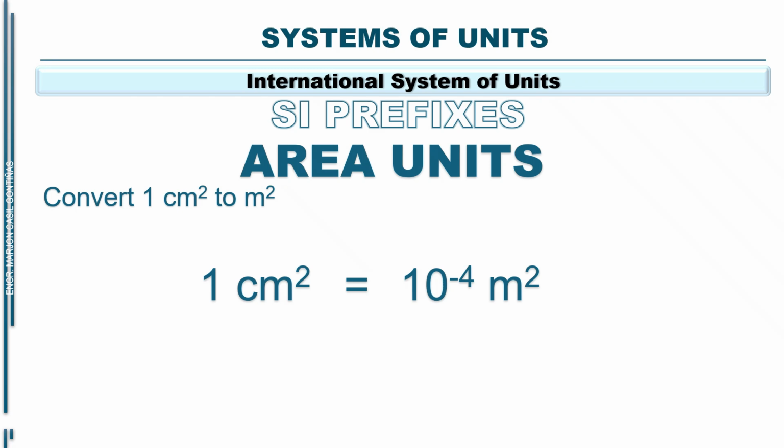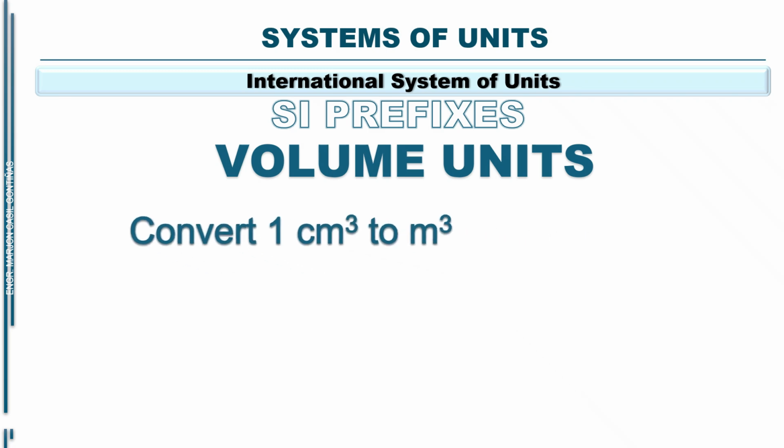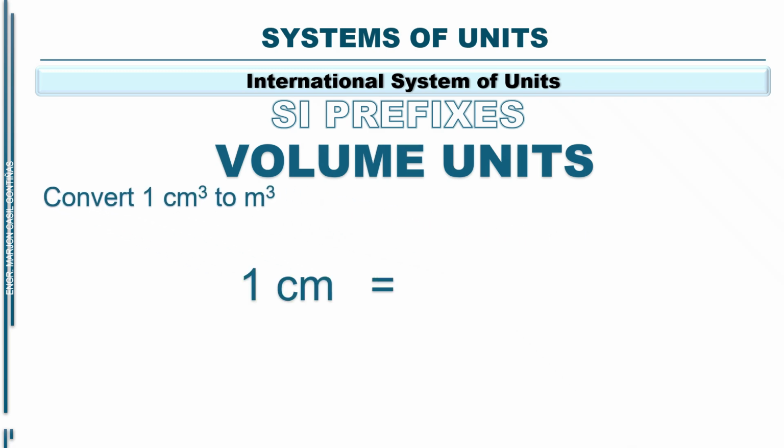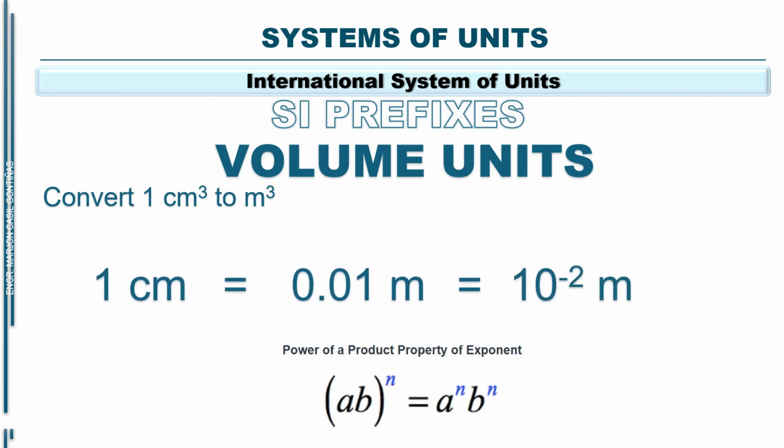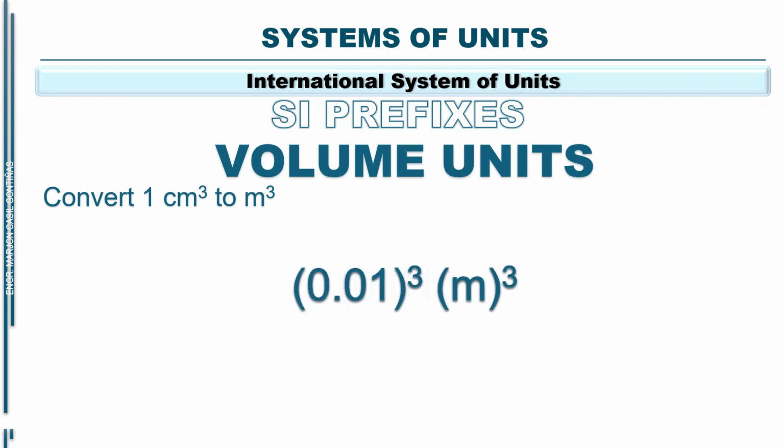Let's now try it with volume. We'll convert 1 cubic centimeter into cubic meters. We know that 1 centimeter is equal to 0.01 meter, or 10 to the power of negative 2 meters. But since we're dealing with cubic centimeters, we're raising everything to the power of 3. And just like before, that exponent applies to both the number and the unit. So it looks like this. Quantity 0.01 meter raised to the power of 3 is equal to quantity 0.01 raised to the power of 3 times meter raised to the power of 3.